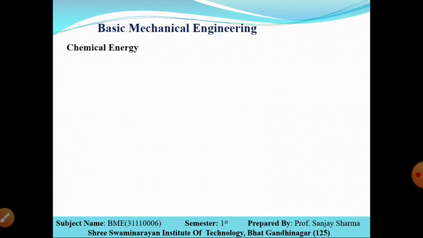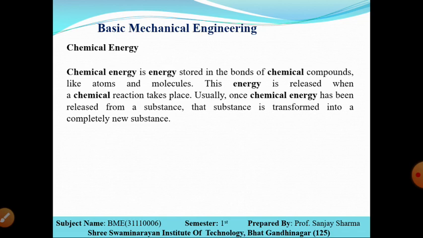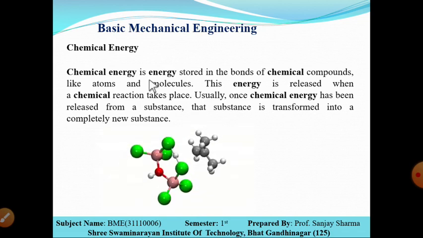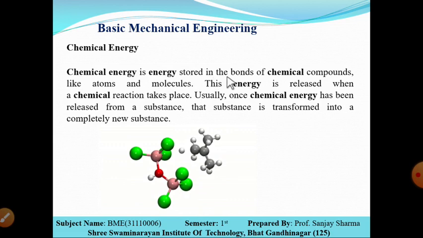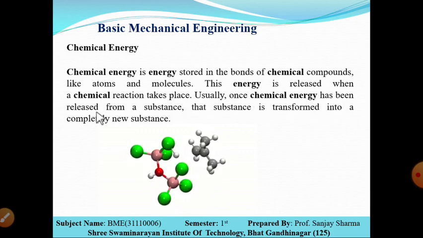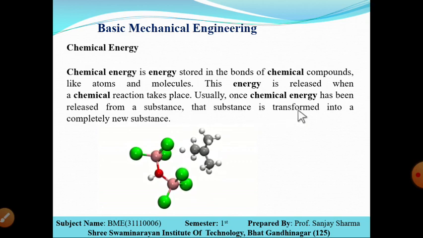Now chemical energy. Chemical energy is an energy stored in the bond of chemical compounds like atoms and molecules. This energy is released when the chemical reaction takes place. Usually once chemical energy has been released from a substance, that substance is transformed into a completely new substance.